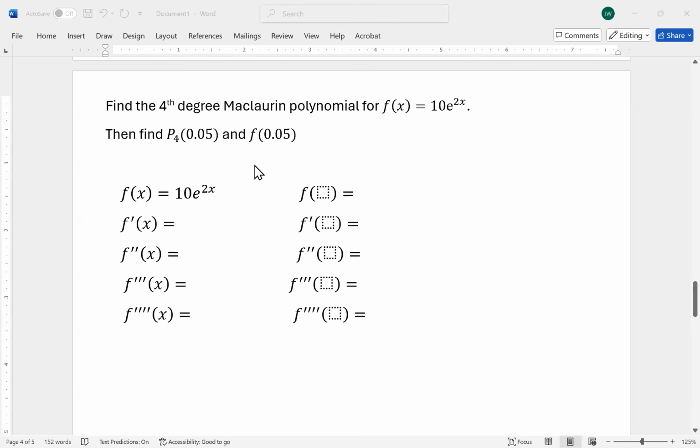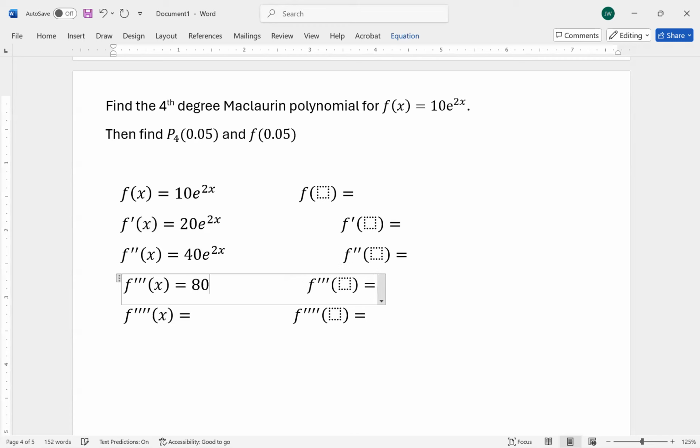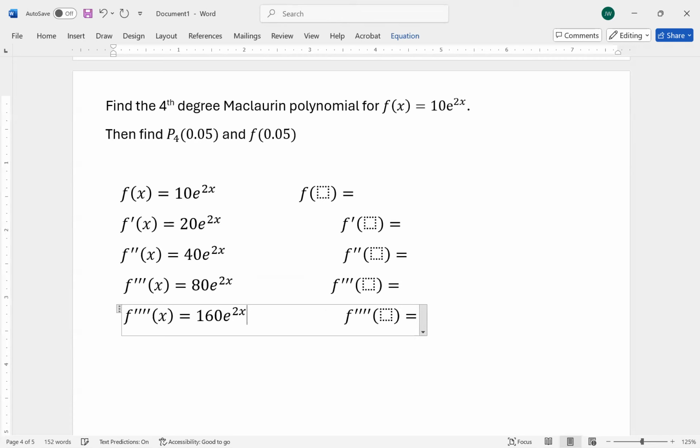All right, so I'm going to start by just taking derivatives. When you take a derivative of 10e^(2x), you get 2 times that. So the first derivative would be 20 times e to the 2x power. Then the second derivative would be 2 times that, so you'd get 40 times e to the 2x power. The third derivative, you would get 2 times that, or 80 times e to the 2x power. And then the fourth derivative would give you 160 times e to the 2x power.